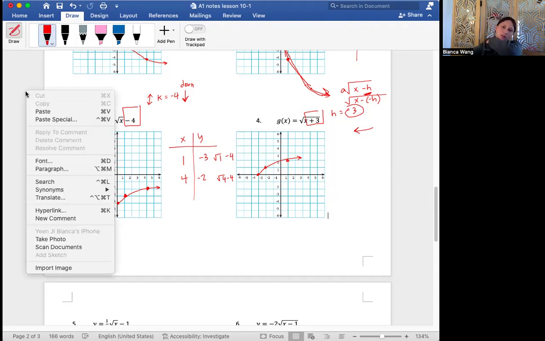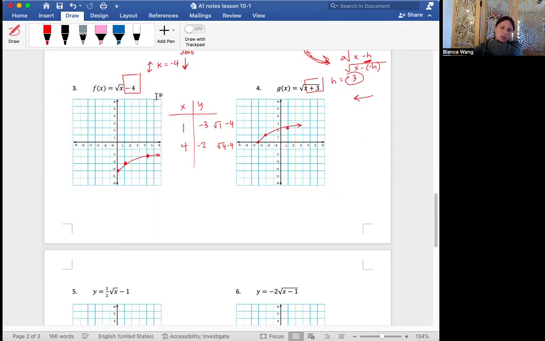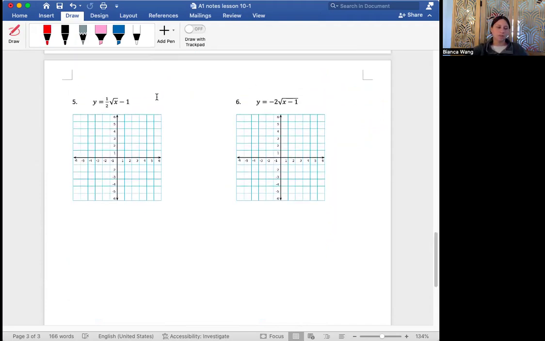And you can always graph to check, right? Or make a table to check. Over here, we have a little more going on. So we've got this -1 outside our radical. And so my k is -1, which means it is going down 1.